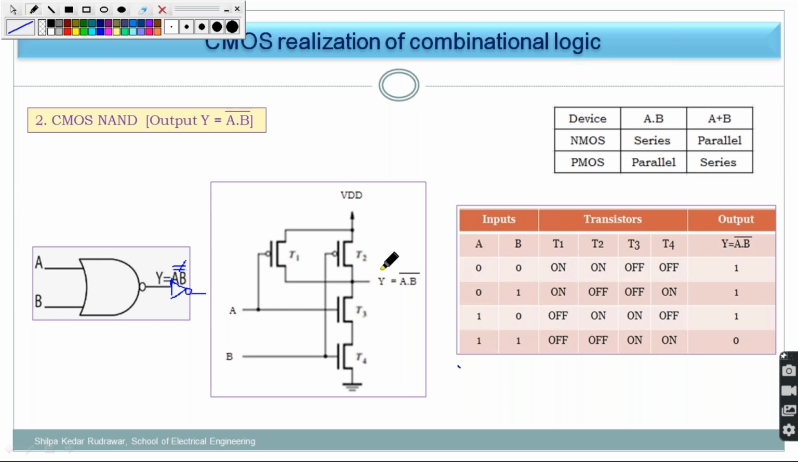So what I need to do? I need to draw this diagram, and in front of that I need to connect one inverter. Which type of inverter? That too a CMOS inverter. You can't draw a plain inverter like this, because everything we are implementing in the form of CMOS. So this thing I am sharing with you.